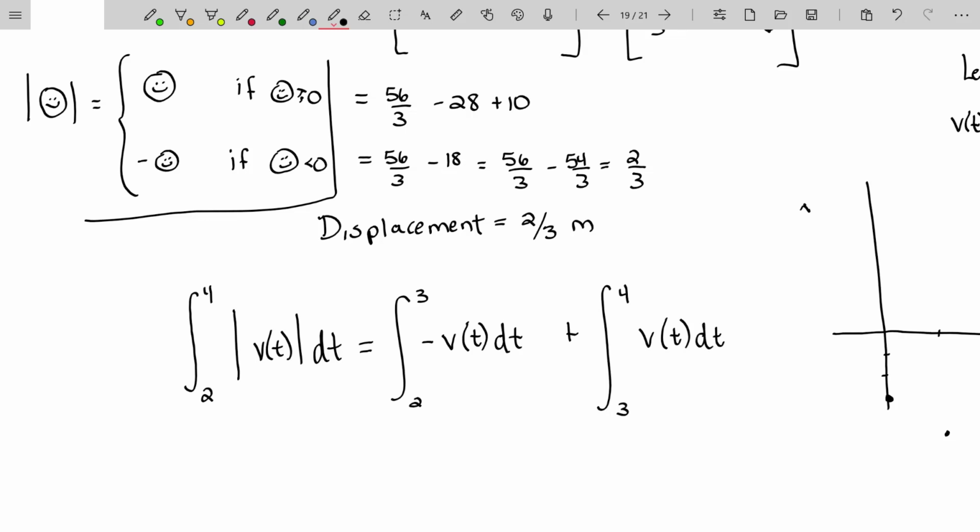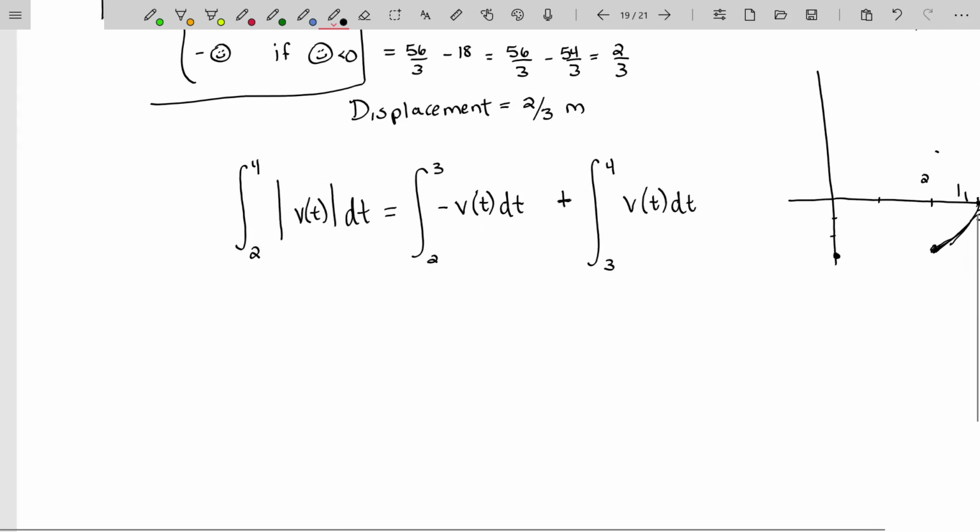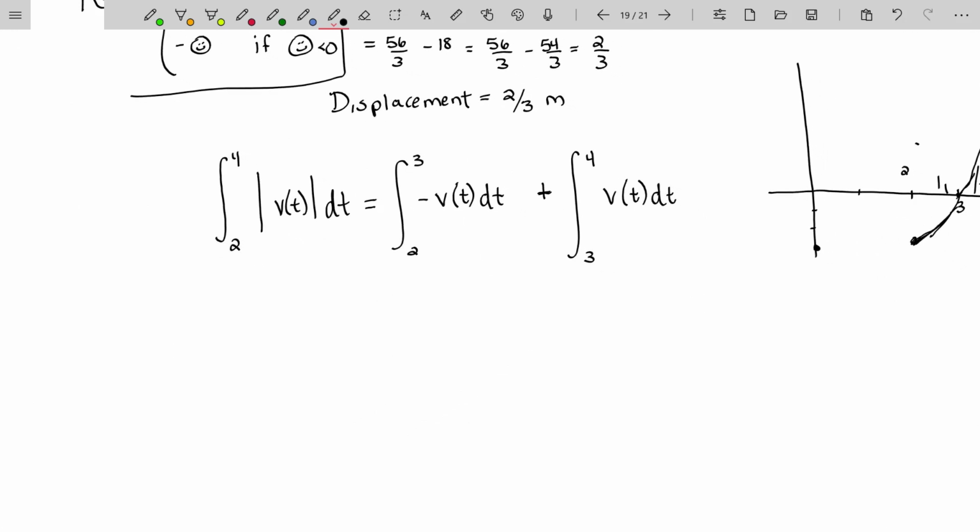That's how you compute a distance. You break it into pieces. The pieces where your function is negative, you're going to take the opposite of the function. The pieces where your function is positive, you're going to keep your function as positive. Let's go ahead and evaluate this integral.